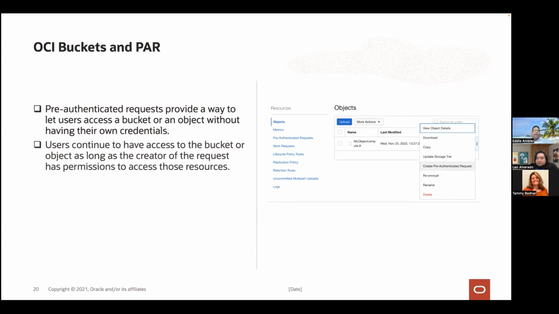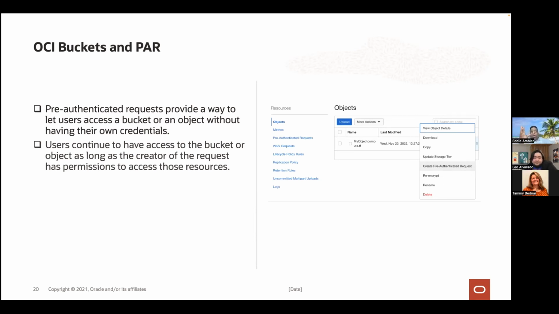We use a particular object called a predefined access request URL, a pre-authenticated request URL. This way you get a link that you can share with your user, and they can see what you have in your object storage in the cloud, or they can see a very specific file. So you can be very specific, giving access to a single object or a collection of objects.